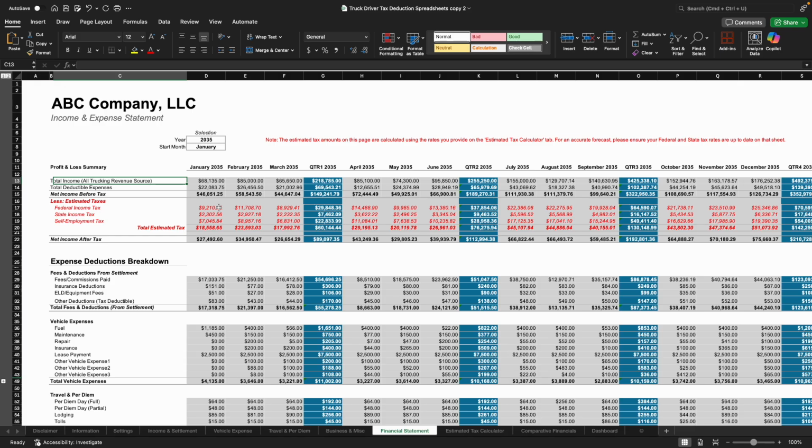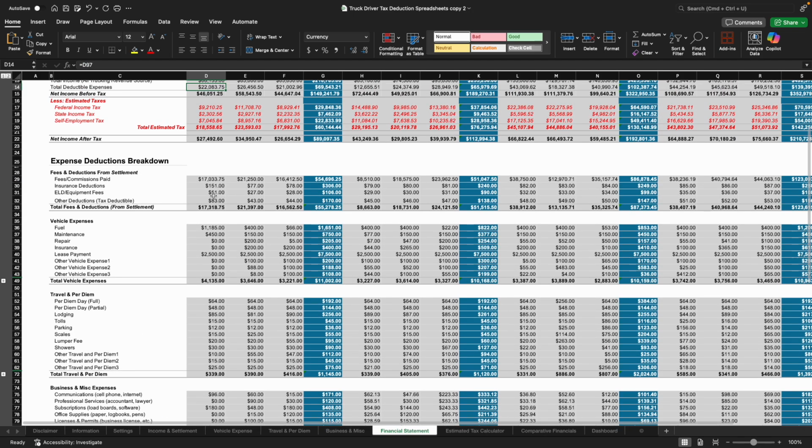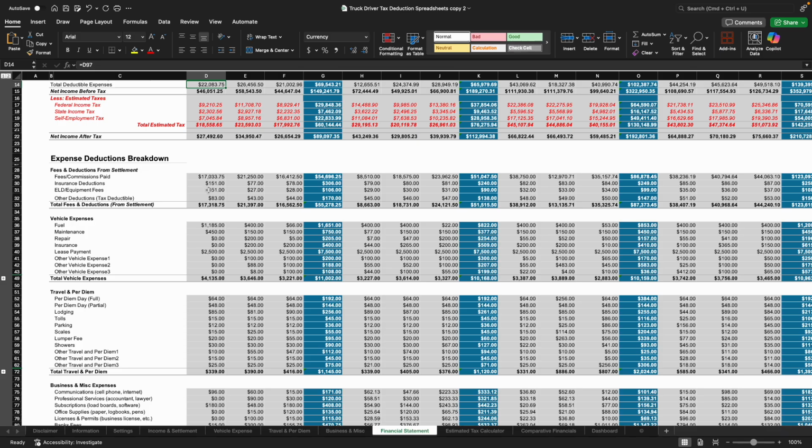And next, what we need to do is deduct out all the expenses that the IRS lets us deduct so that we can arrive at net income before tax. Hopefully, our deductible expenses are very high, right? Then it will reduce our net income, thereby reducing our tax liability. So for January, we have $22,083.75 in tax deductible expenses, right? So here you can see this number is just a total of these expenses. These are tax deductible. This is basically a total of all these expense deduction breakouts.